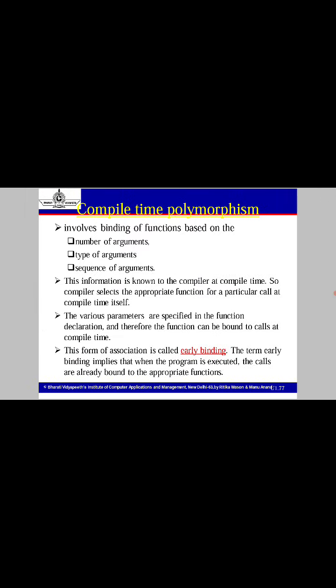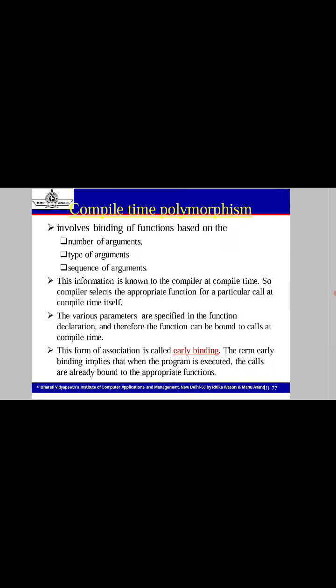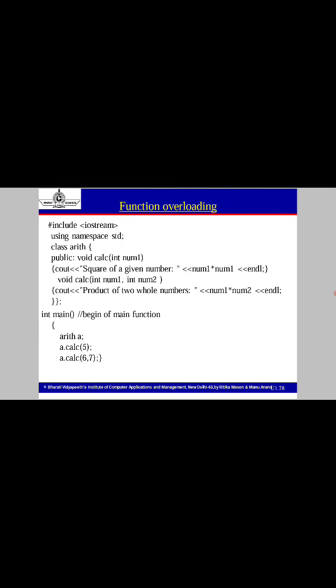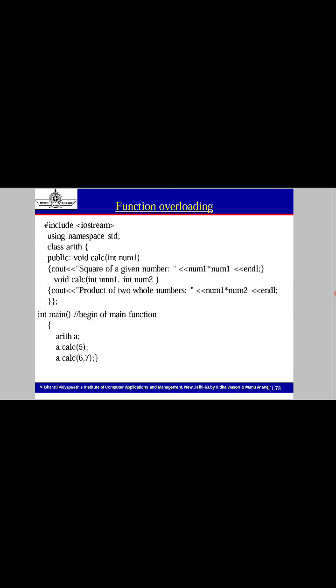So this is a compile time example, and this is function overloading. Function overloading means we may use the same function definition in a number of ways. We can change the number of arguments, and we may change the return type of a function, like that.